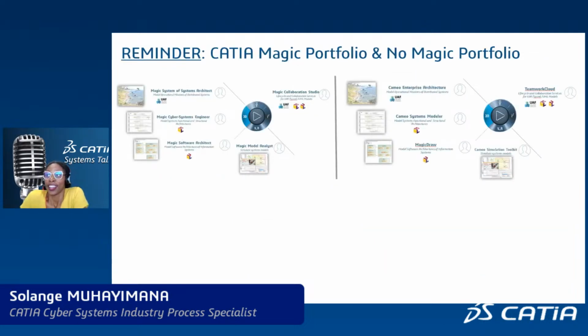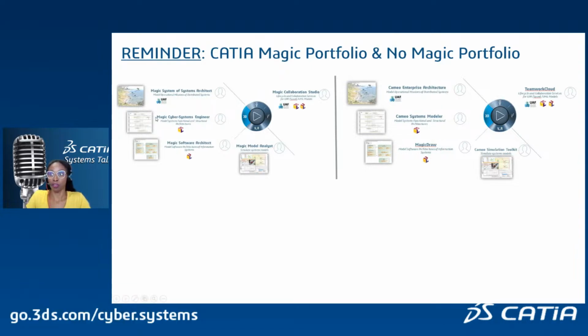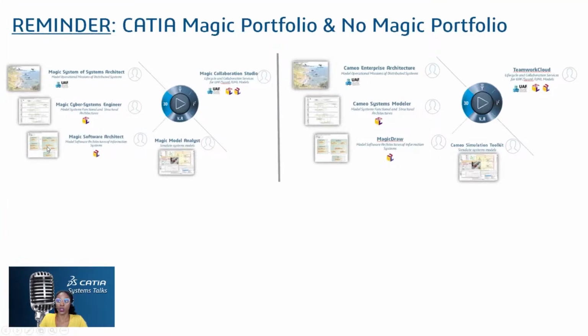So, CATIA Magic and the No Magic portfolio. The software is really the same, but what really changed is the packaging. You have a solution for system of systems, a solution for system architecture, a solution for software architects, and a plugin for simulation. And we also offer a collaborative environment, which is named Collaboration Studio in the new portfolio, and Teamwork Cloud and the Cameo Collaborator for Teamwork Cloud in the legacy portfolio.